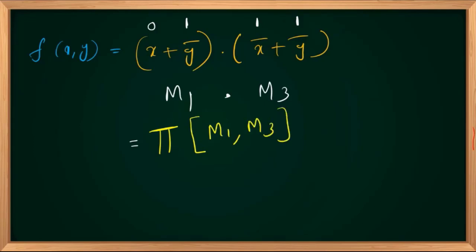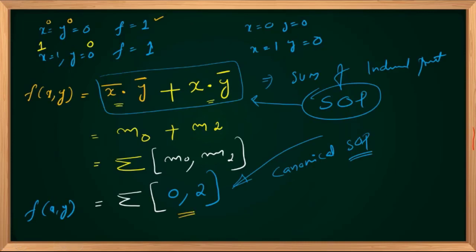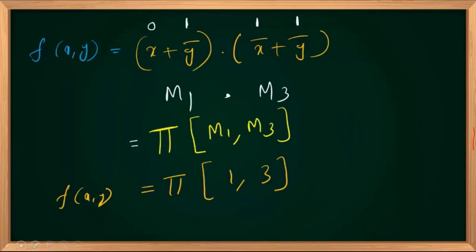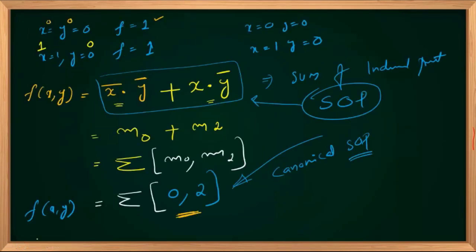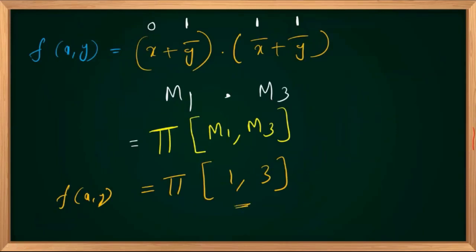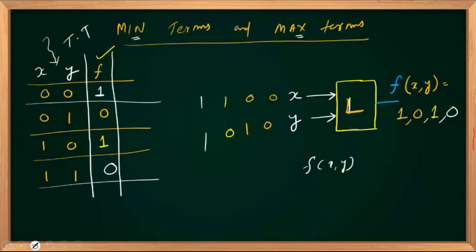And capital M is repeating here. You need not write capital M always. So instead you can write the index only, that is pi of 1 comma 3. Right, the same function f of x comma y I can express using max terms also. Indexes are 1 and 3. Look at the indexes here, 0 comma 2, right? Here it is 1 comma 3, right? They are mutually orthogonal, right? The indexes present in sigma are absent in pi, right? So the function can be expressed two different ways, either sigma of what?